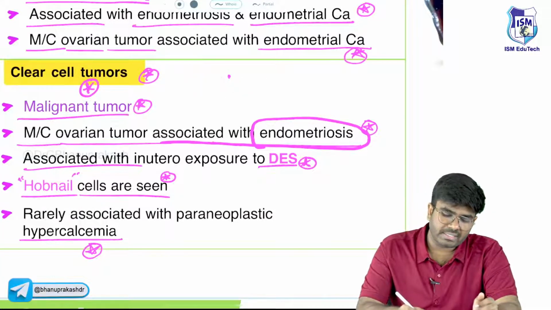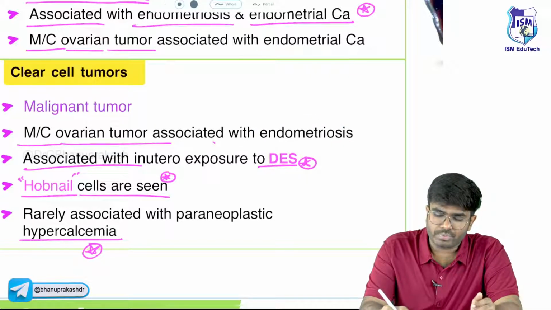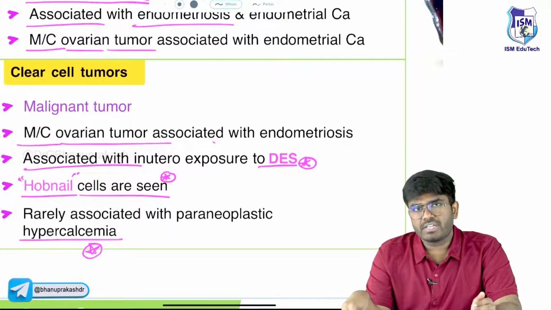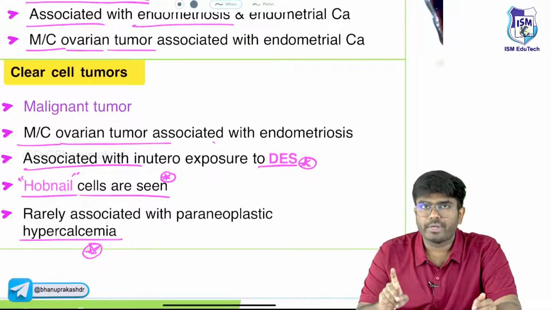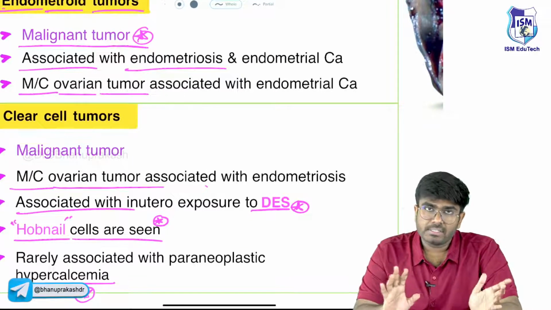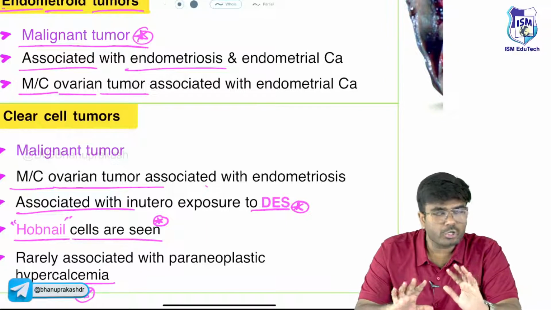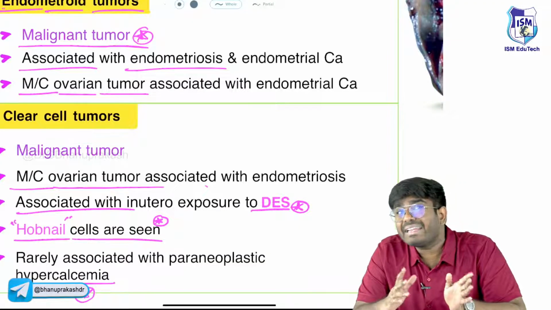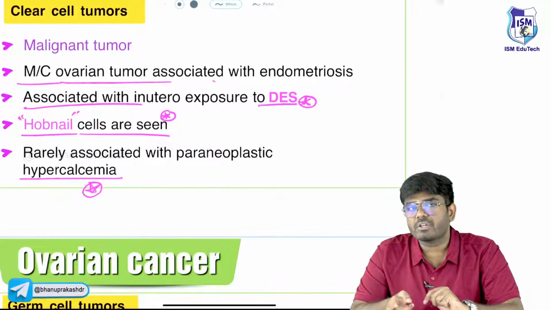So the question which was asked is, which of the following ovarian cancers are associated with paraneoplastic syndromes or hypercalcemia? Clear cell carcinoma. Which cancers are associated with endometriosis? Two cancers: one is clear cell type as well as endometrioid. If the person is having endometrial cancer, she can develop which type of ovarian cancer? Endometrioid variety, most commonly. If a female is having endometriosis, she is more likely to develop which type of ovarian cancer? Clear cell cancer. Diethylstilbestrol, clear cell cancer.